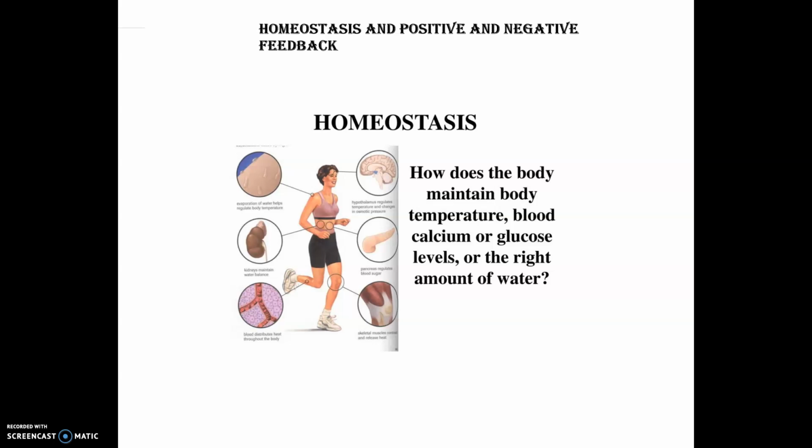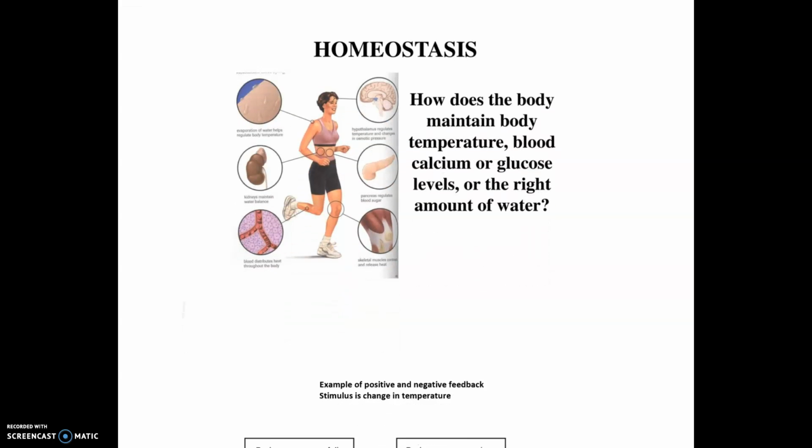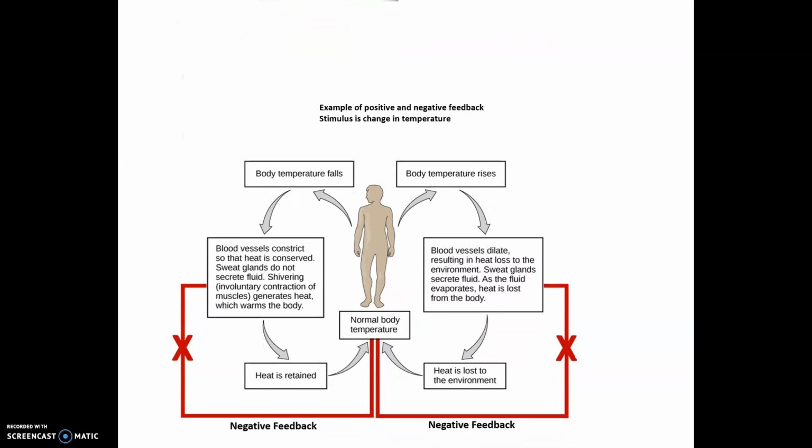Homeostasis is where our body has a system in place to keep the internal conditions optimum for the cells to function normally at all times. So let's look at these different procedures. First of all, I'm going to focus on positive and negative feedback. Let's look at an example of a negative feedback.